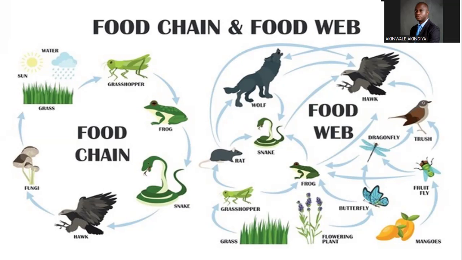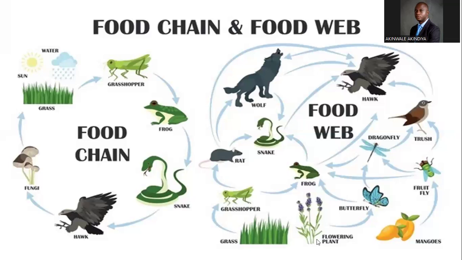So, for example, now you have grass eaten by the grasshopper, eaten by the frog, eaten by the snake. But the snake can also eat rat, right? And the rat can also eat grasshoppers. The grasshoppers can also feed on grass. The rat can be eaten by a wolf. So you can see it continues and continues like that.